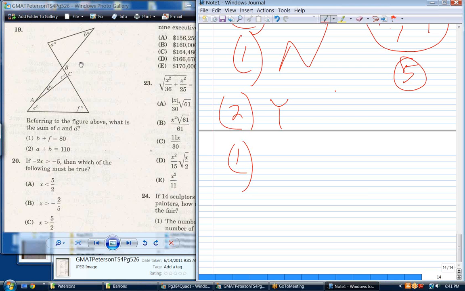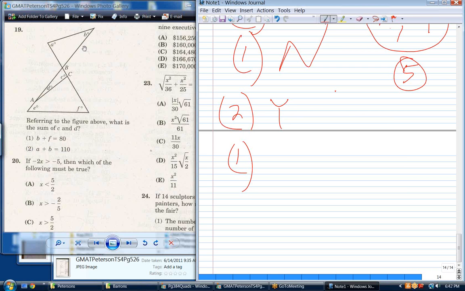You see what I mean? Make this slope different. Make this slope different. Doesn't change C, D, does not change this little triangle at all. So B and F can't have anything to do with C plus D. So therefore, B is the right answer. In other words, 2 alone can answer what C plus D are.